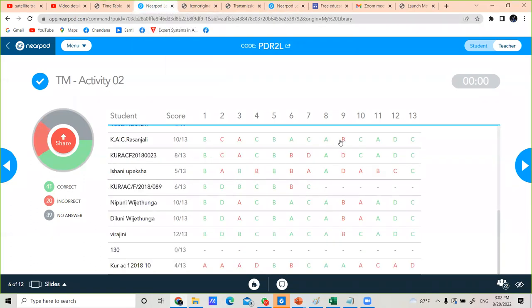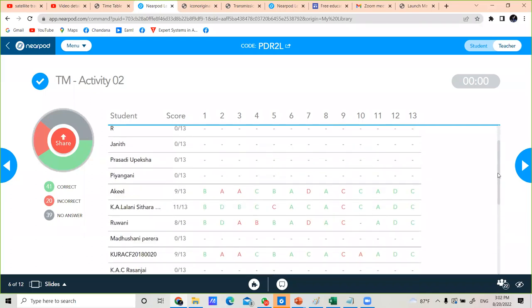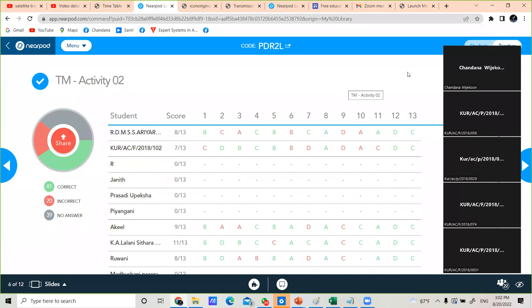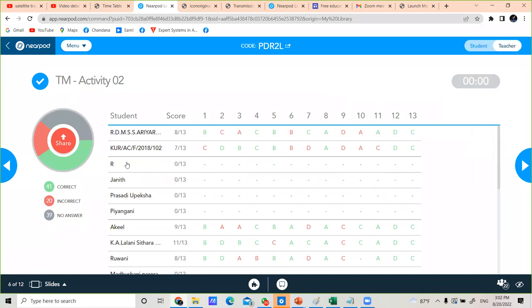Right. Now time is over. Some improvement can be seen; the number of students who did the activities is higher than the previous one. However, in this activity also some of you are not attending. Who is this R? Please, when you are giving the name, give a nickname actually. He is not attending even one question. Janit and Prasadi also not doing any question. Priyangini did the questions in the previous activity, but this one not attending. I don't know the reason for that.